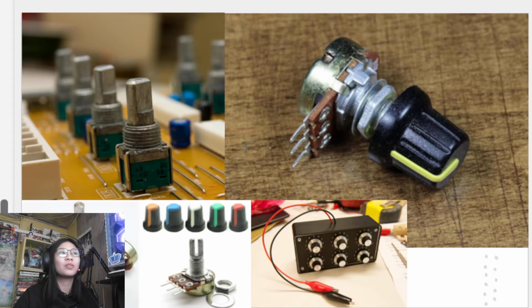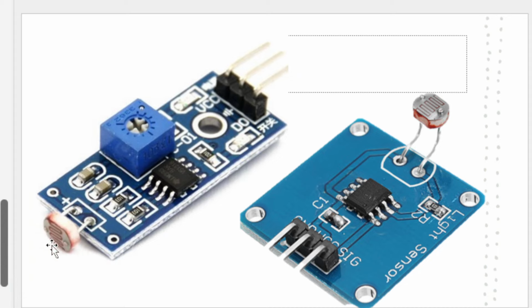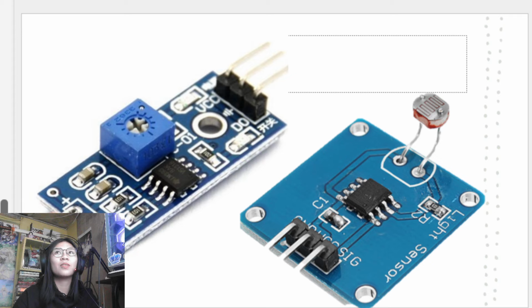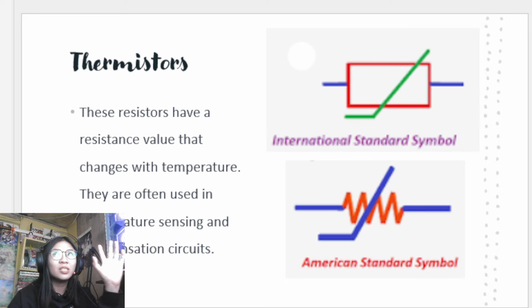This kind of photoresistor is usually found in Arduino kits for light sensing robots. Okay, so, light sensing robots. Okay, so that is an LDR or a photoresistor. Next we have the thermistor. Thermistor, from the word therm, that is temperature. So these are kinds of resistors that change depending on the temperature.